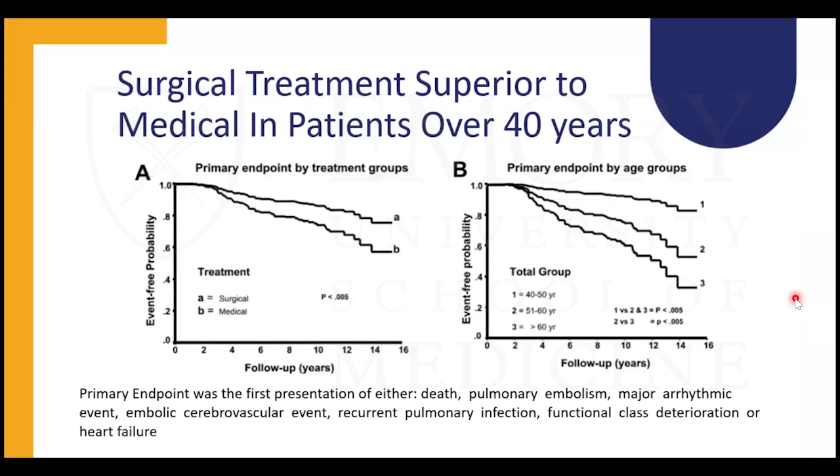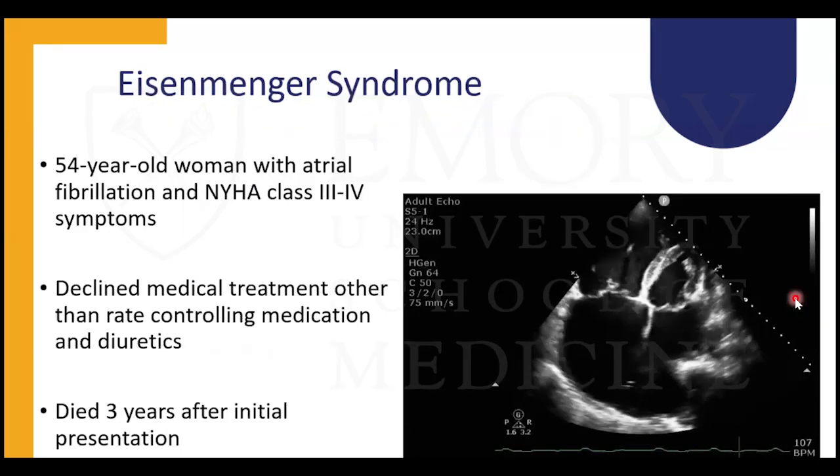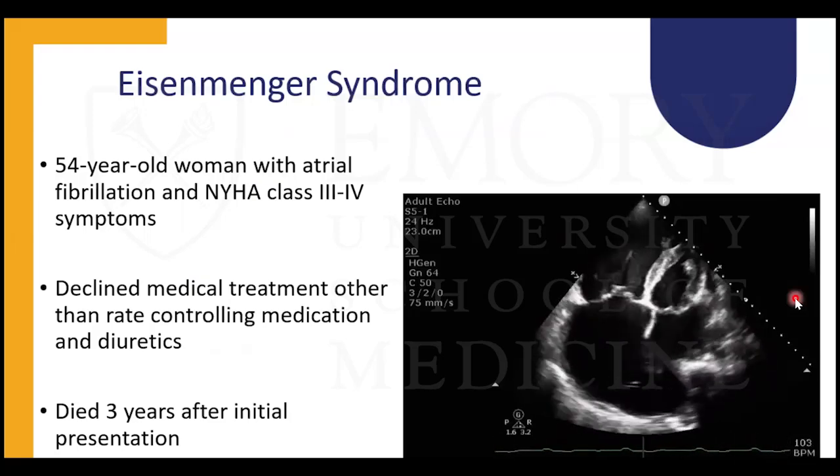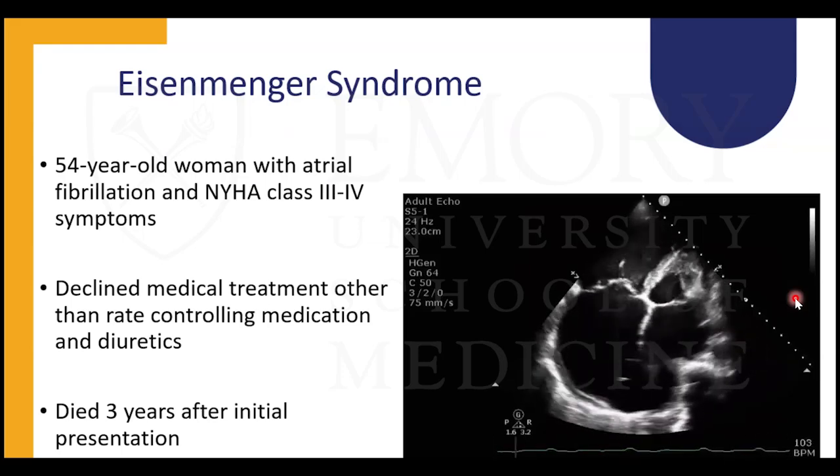Surgical treatment for atrial septal defects is superior to medical treatment in patients over 40 years old when you look at the primary endpoint of death, pulmonary embolism, major arrhythmic events, strokes, pulmonary infections, or functional class deterioration. Interestingly, in the sub-analysis for this paper, surgical treatment being superior was driven really by the functional class and recurrent pulmonary infections. The most feared complication of an atrial septal defect is the development of Eisenmenger syndrome. Unfortunately, if patients don't have a large murmur, this can go undetected until they present with Eisenmenger syndrome.